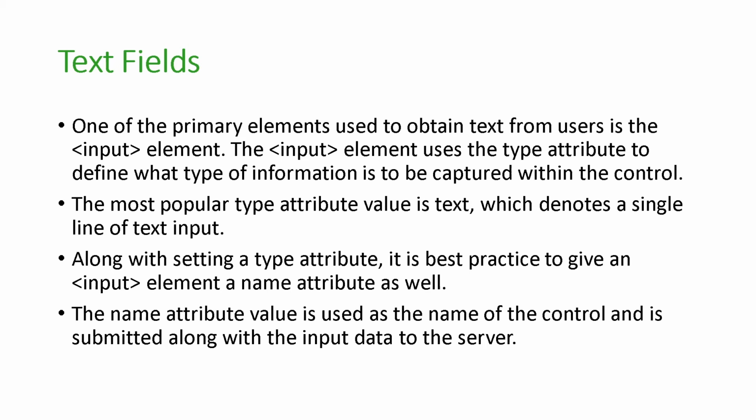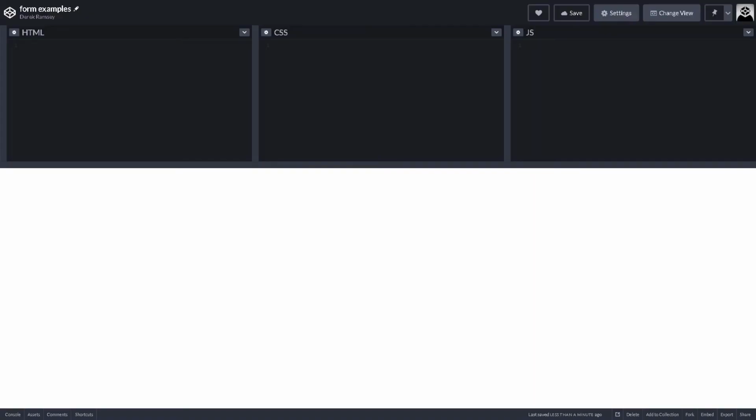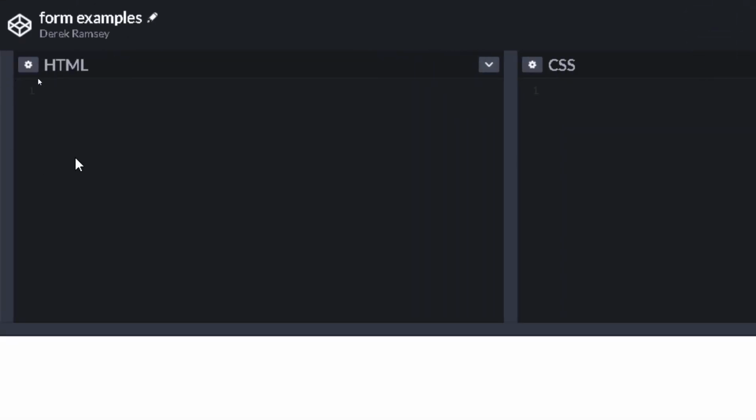So let's have a look at this. Here is an input element with the attributes of type and name. Our type is text, and our name is username, and we can name it whatever we want. So let's jump over to a CodePen here, and I'm going to zoom in so that you can see a little better what I type in here.